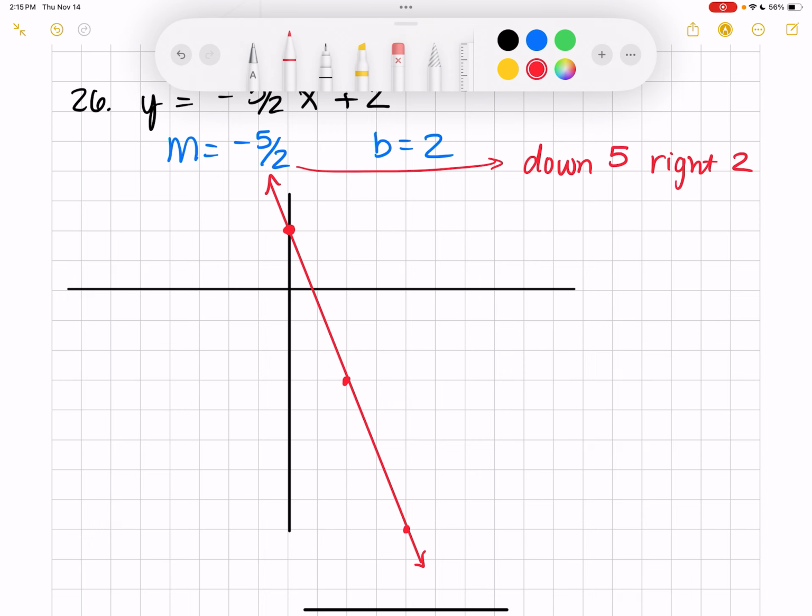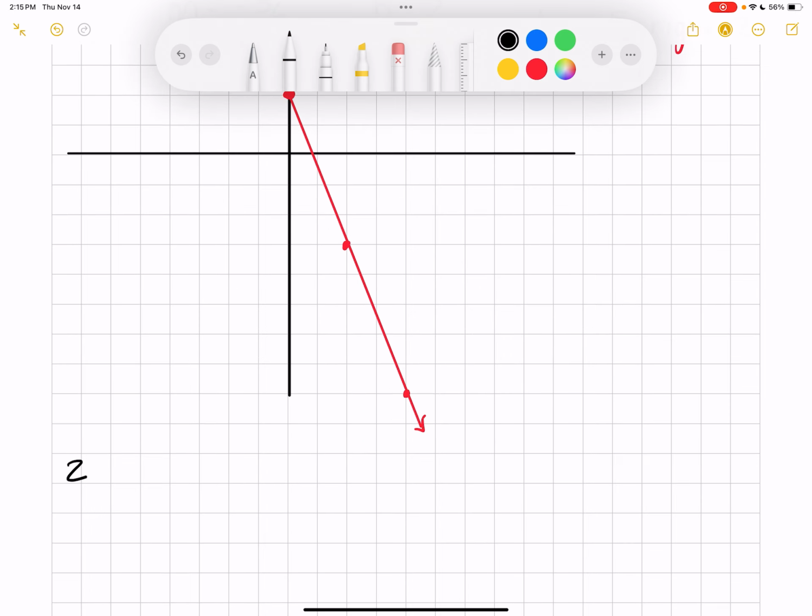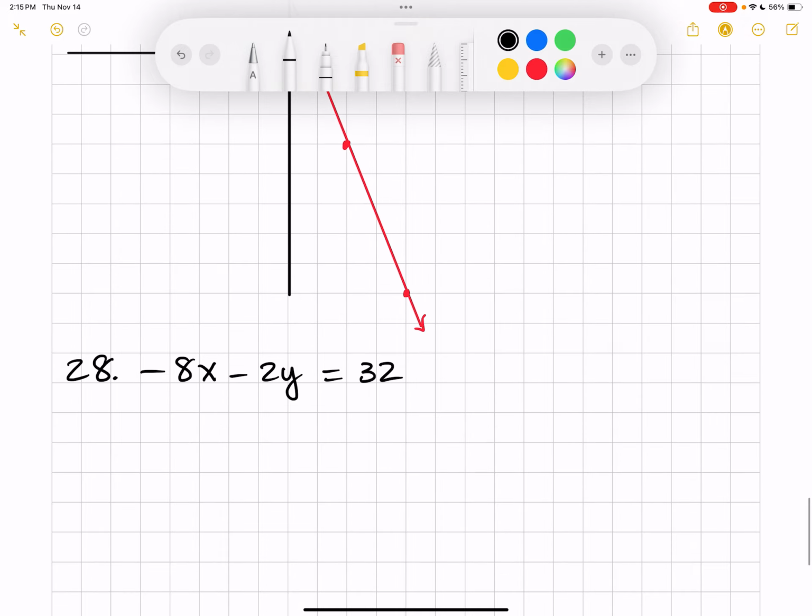Let's see, 28. -8x minus 2y equals 32. So this is not in slope-intercept form. He said I need to get y by itself, so what am I going to do? Add 8x, so I have negative 2y equals 8x plus 32. Now what? And what do I get when I do that? Negative 4x.